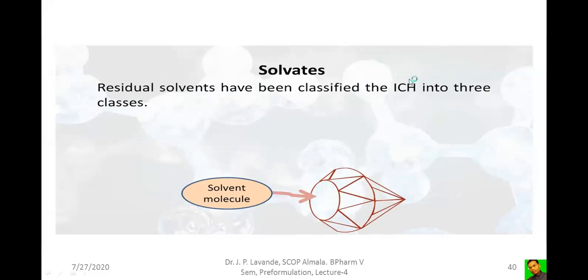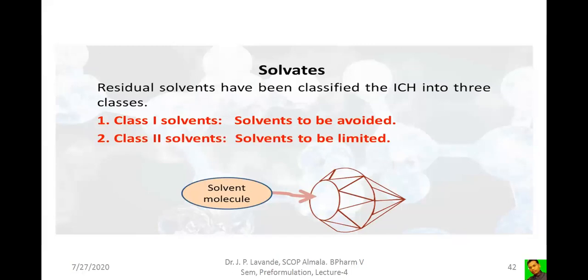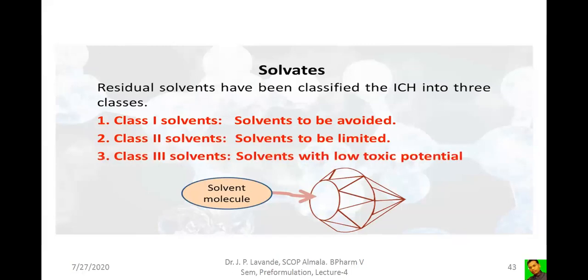What is the ICH? These are the guidelines given by the ICH organization. ICH stands for the International Conference on Harmonization. Based on which they have given three different classes: the class 1 solvent, class 2 solvent, and class 3 solvent. What is the class 1 solvent? These are solvents which are to be avoided. And what is the class 2 solvent? These are the solvents whose use is to be limited. Whereas class 3 solvents are the solvents with low toxic potential. So class 3 solvents are highly preferred. Class 1 solvents are not at all to be used.